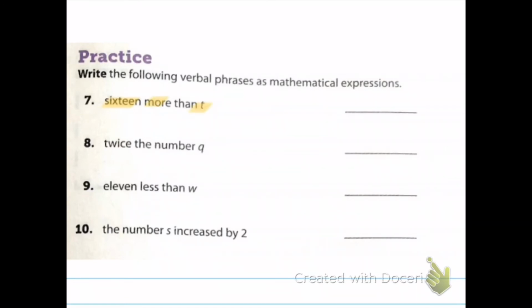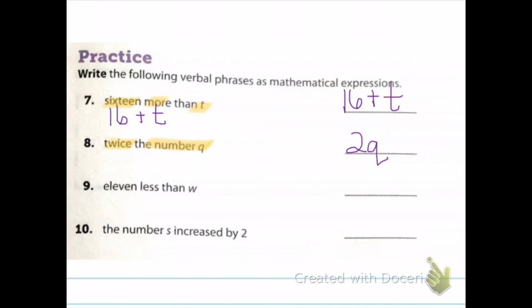So we have our number. Remember our algebraic expression has a number in it, an operation, this would be plus because it says more, and our variable is T. So 16 more than T. Okay, number 8, twice the number Q. Well, we just did that one on the last page. Remember, twice is the number 2, and you put the variable right next to it to represent multiplication, 2Q.